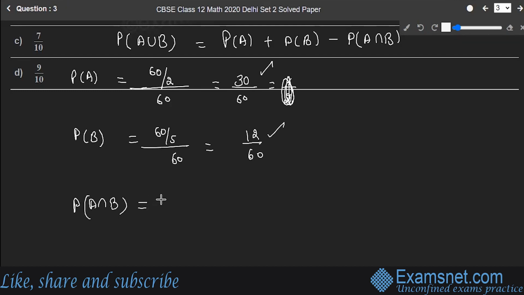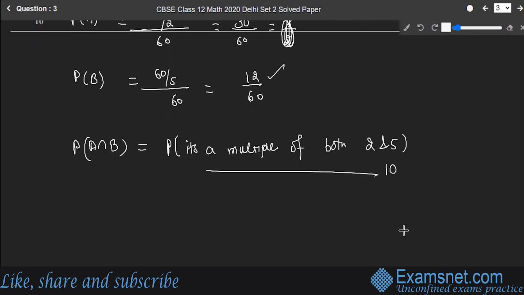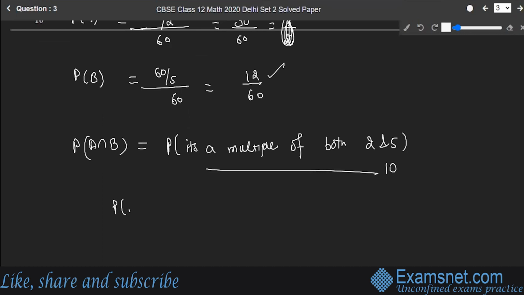Also, A intersection B will be the probability that it's a multiple of both 2 and 5. That means it's a multiple of 10. Hope you got that. So this is equal to the probability that both of them will occur. This is 60 upon 10 divided by 60, or this is equal to 6 upon 60, right?